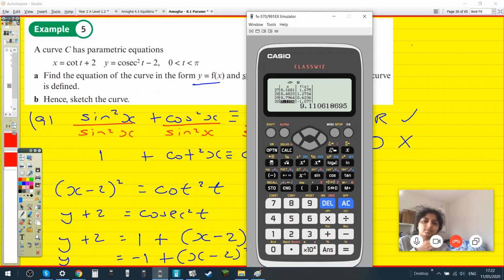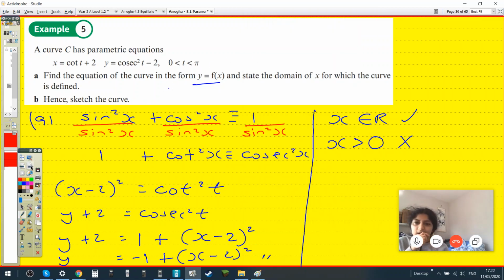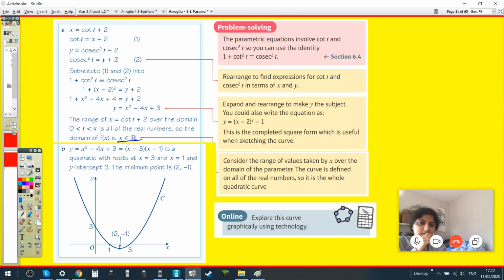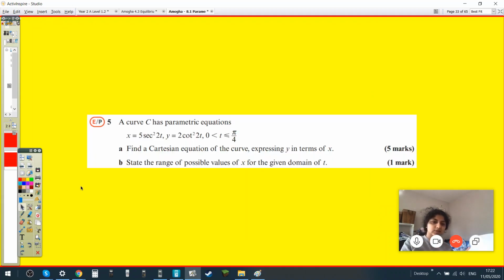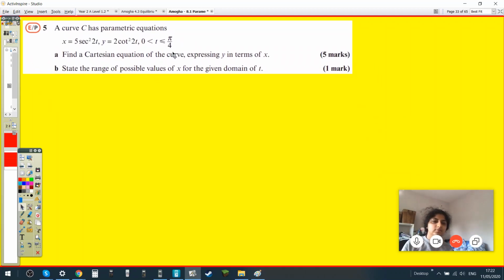Okay. Any questions about that? No, it's a bit hard. But I don't have any issues with the parameters. Yeah, domain and range seems to be the tricky thing.